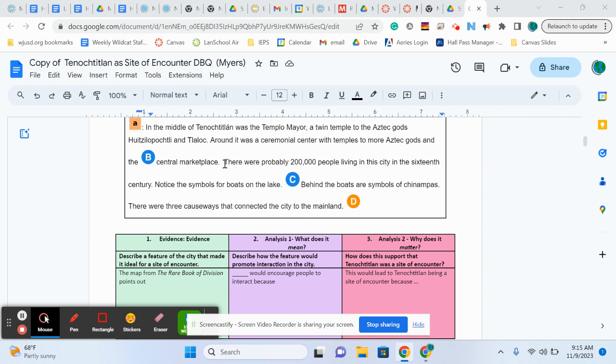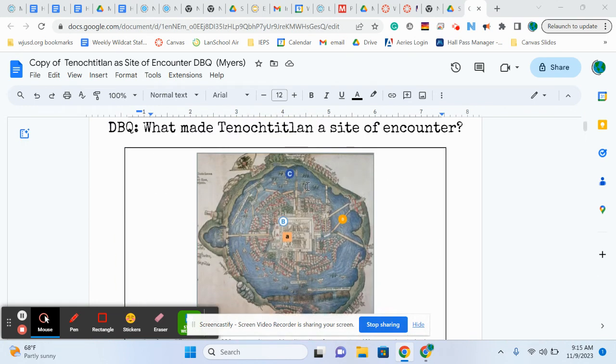There were probably 200,000 people living in the city in the 16th century. Notice the symbols for boats on the lake. Behind the boats are symbols of chinampas. So if we scroll down here, we can see that we've got some boats, and then here are the chinampas. And remember, chinampas are like floating gardens that they built in the middle of the lake. They built these floating gardens so that they could grow food for the city and for the marketplace. So we can see those here.